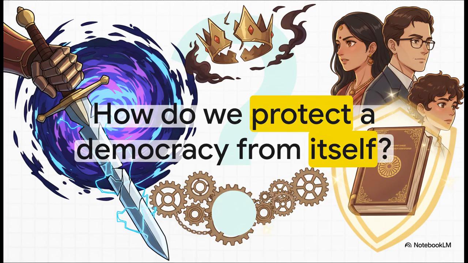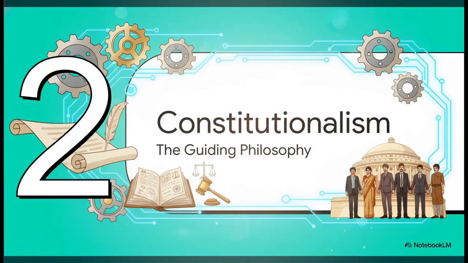And wow, right? That raises an immediate, almost terrifying dilemma for our constitutional architects. If the rules are only as good as the people enforcing them, how on earth do you protect a democracy from those who might seek to abuse their power? Well, that brings us to Section 2, the philosophy of constitutionalism.